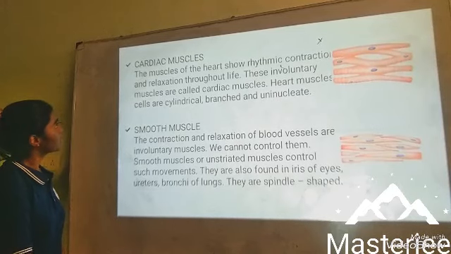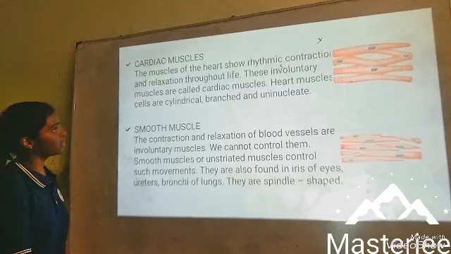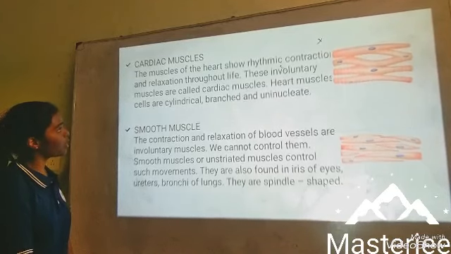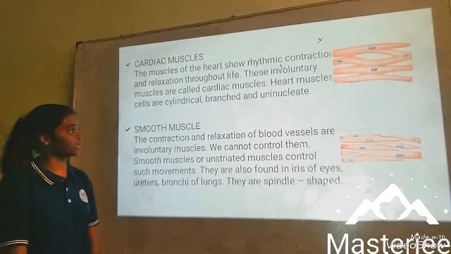Cardiac muscles. The muscles of the heart show rhythmic contraction and relaxation throughout life. These involuntary muscles are called cardiac muscles. Heart muscle cells are cylindrical, branched and uninucleate.